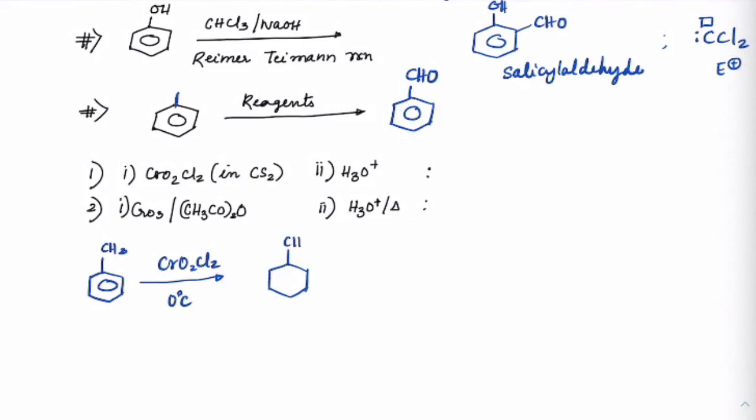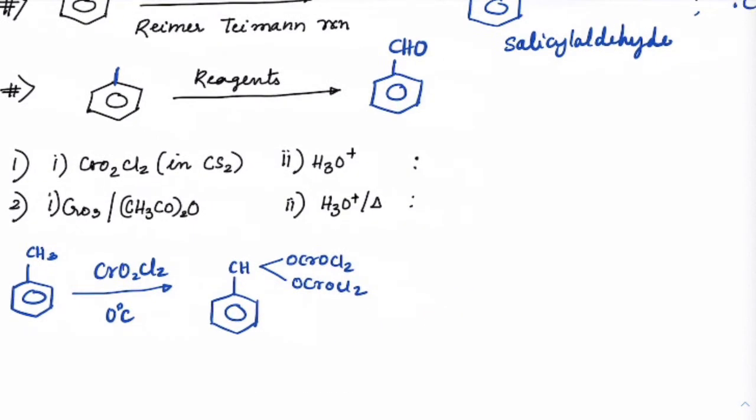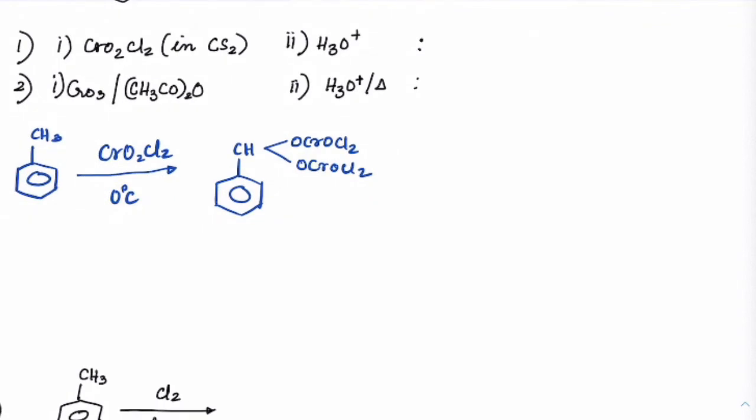We will get CH with OCrOCl2. So this way you will have a complex which is formed. This is given directly in NCERT, so you can remember it the way it is. So in short, let me show you how it looks. You know the structure of this, Cr double bond O, Cl and Cl.